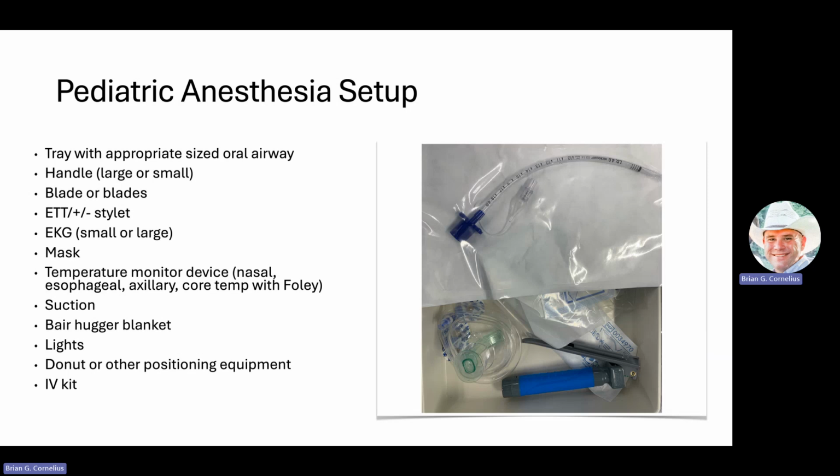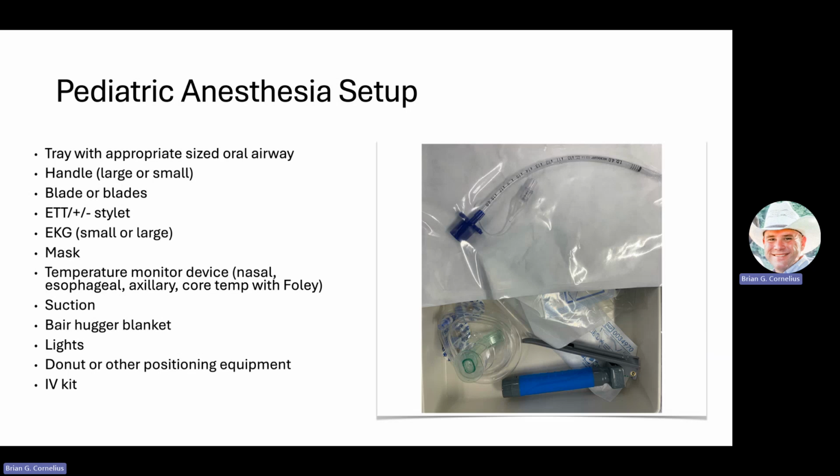Other monitoring devices, temperature probe, whether it's nasal, esophageal, what have you. Remember, pediatric mouths and airways tend to be a little bit smaller, so you do tend to lose a little bit of space there. Suction catheters, traditional large Yankauers may not be small enough for many patients, so you'll see that often we use flexible suction catheters.